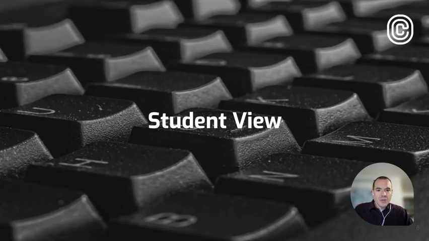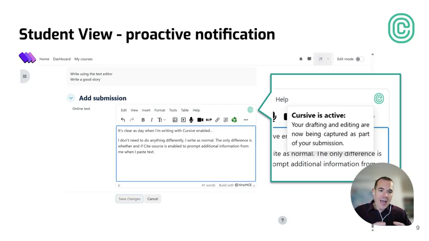Now, we should be clear that when you have Cursive turned on, students are notified of that directly in the text editor as they're using it. They see that as our logo up in the top right corner. And if they hover over that, they get more information to let them know that Cursive is active, and that drafting information and revision history are being captured as part of that submission.